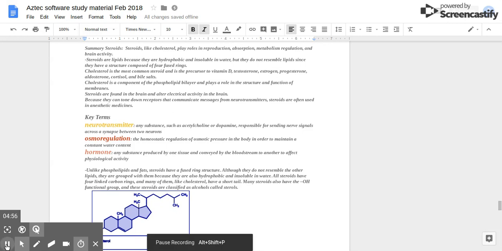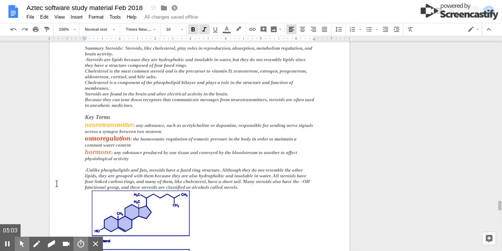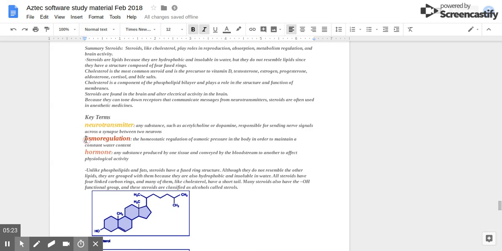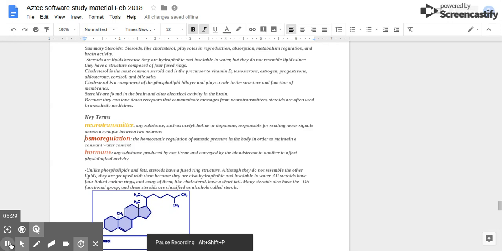So, key terms: neurotransmitters, any substance such as acetylcholine or dopamine responsible for sending nerve signals across the synapse between two neurons. So across the channel between two cells in the nervous system. So this is how nerve cells communicate and interact and send signals between the cells.